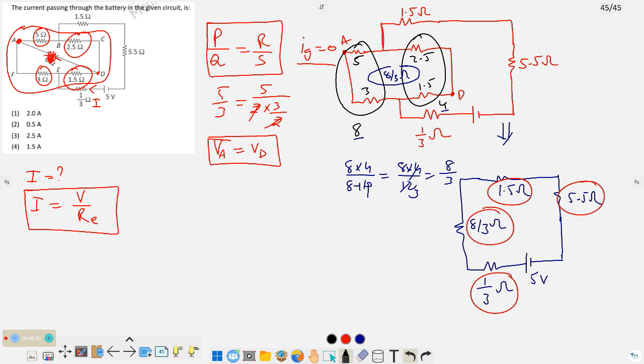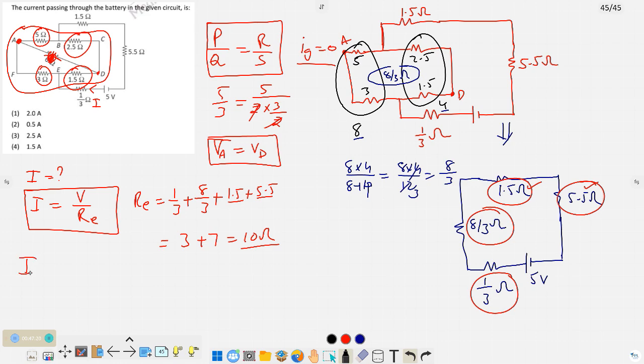So the total effective resistance in the circuit is equal to 1 by 3 plus 8 by 3 plus 1.5 plus 5.5. These are all connected in series. If you calculate this value, how much are you going to get? 1 by 3 plus 8 by 3 is 9 by 3, that is 3, plus 1.5 plus 5.5, that is 7, and totally 10 ohms. Effective resistance we have got is 10 ohms.